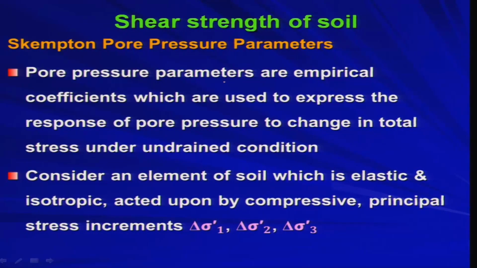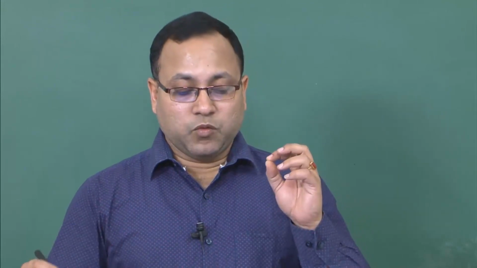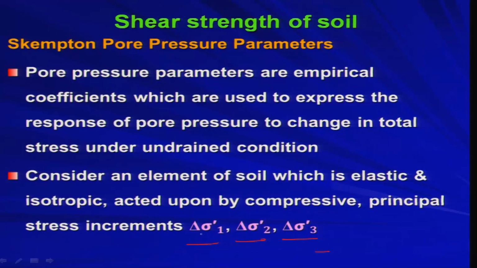Now we are trying to develop this from the basics, from the mechanics point of view. Consider an element of soil which is elastic and isotropic, acted upon by compressive principal stress increments delta sigma 1 prime, delta sigma 2 prime and delta sigma 3 prime. This is the stress increment we are applying. Delta sigma 1 prime is the effective major principal stress increment, delta sigma 2 prime is the intermediate principal stress increment and delta sigma 3 prime is the minor principal stress increment. So we are considering all the principal stresses: major, intermediate and minor.